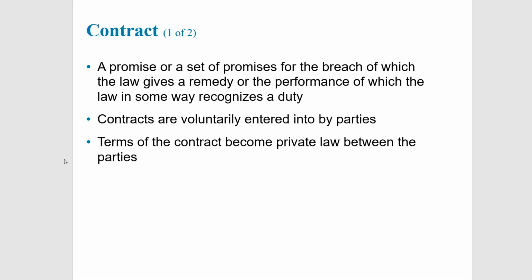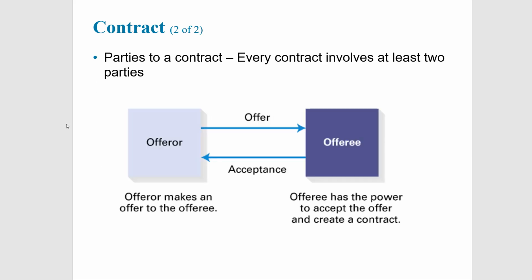To define a contract is a little bit difficult. The definition that the book gives you is that it's a promise or set of promises for the breach of which the law gives a remedy, or the performance of which the law in some way recognizes a duty. The translation of that, maybe an easier definition, is it's an agreement that two or more people enter into that is legally binding. If it's not legally binding, then it's not a contract. Of course, all parties enter into contracts voluntarily, and then the terms of the contract, once everything is in place, becomes a little private law between those two parties. They're bound to those contract terms once they enter into them.